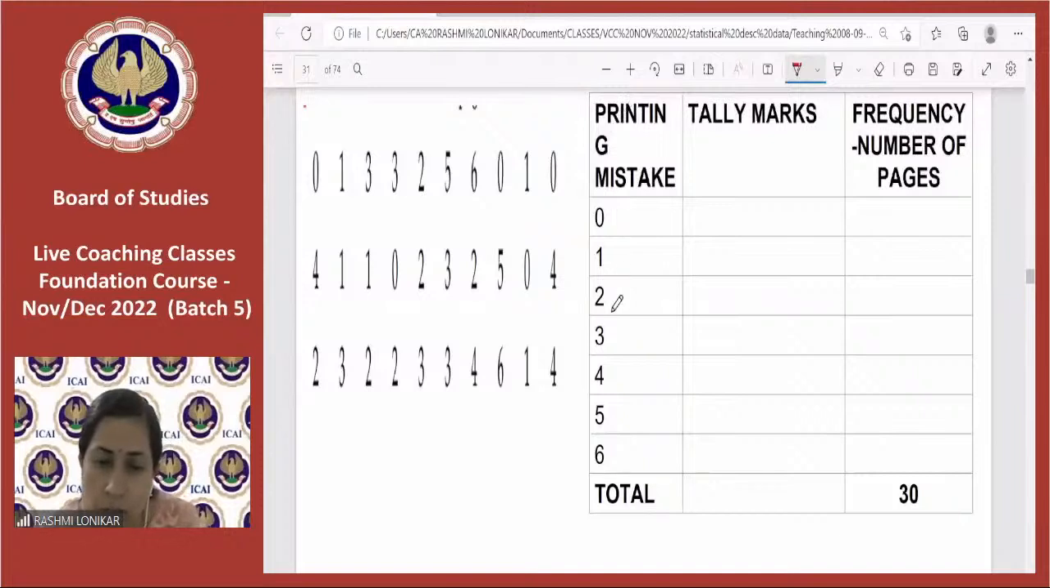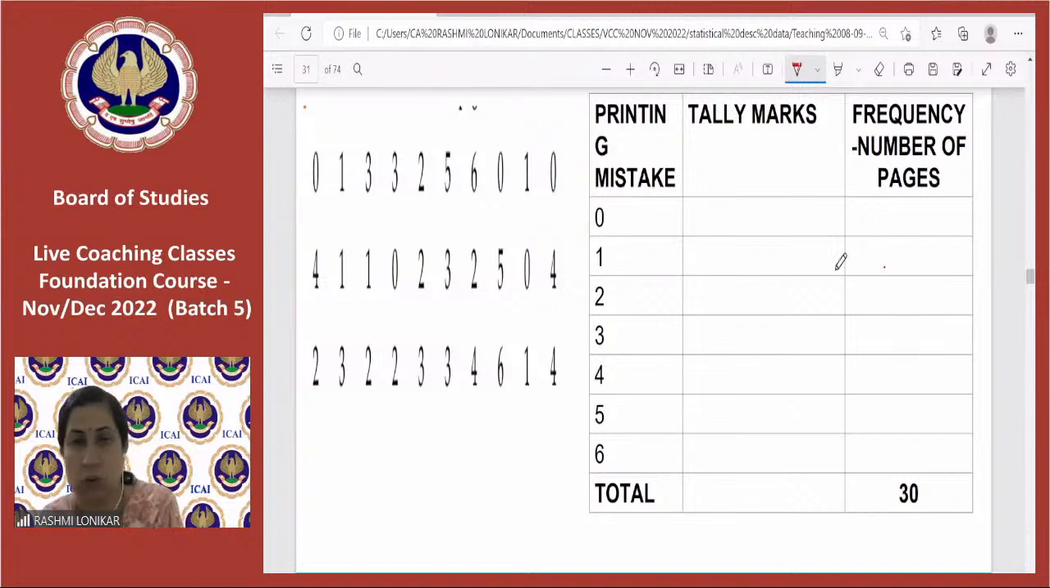In the first column, I'm writing printing mistakes. In the second column, I'm writing tally marks. And the third is frequency, that is the number of pages having these many mistakes. First we'll give you the number of pages in which no mistake is there. Next it will give you the number of pages having one mistake only, and so on and so forth.